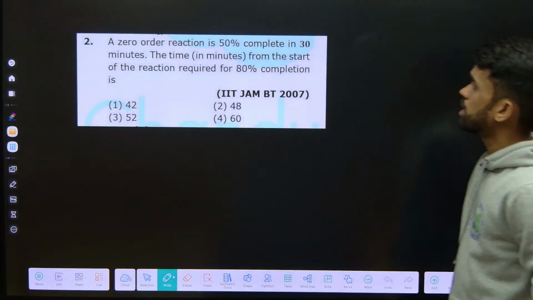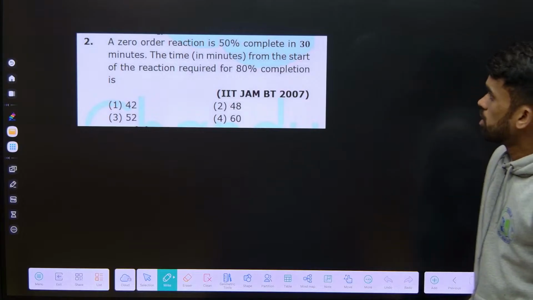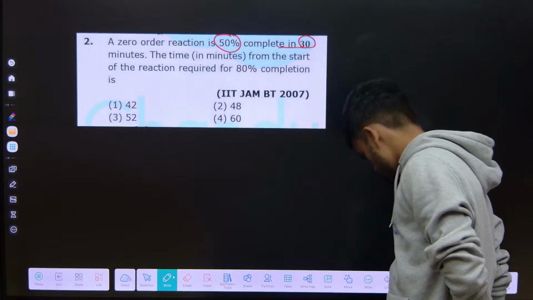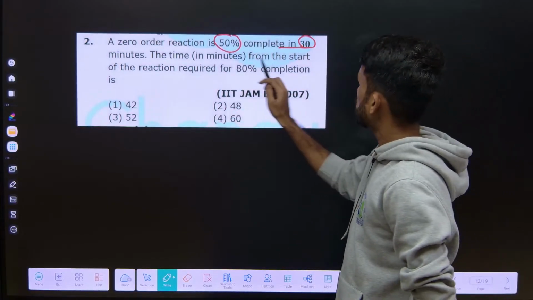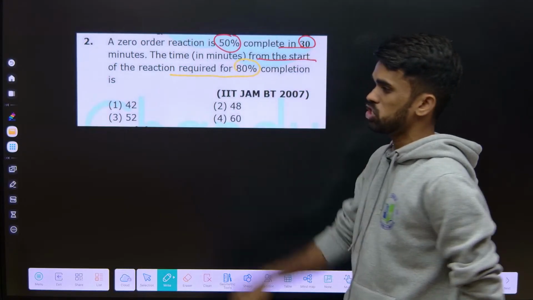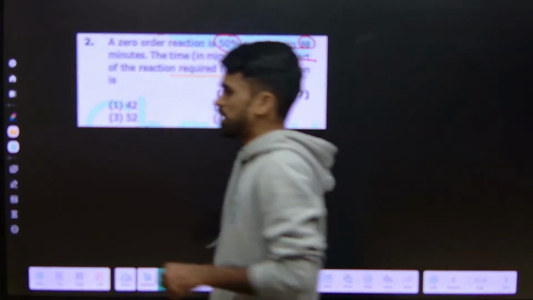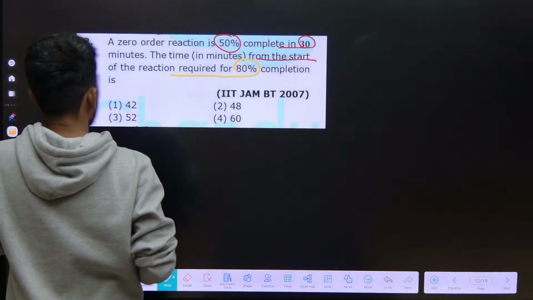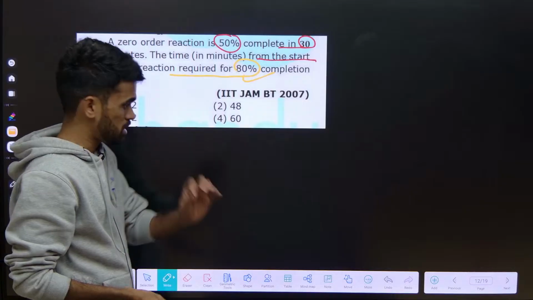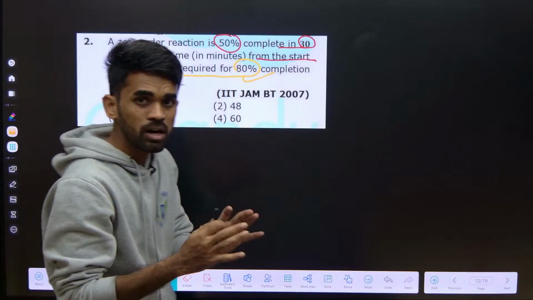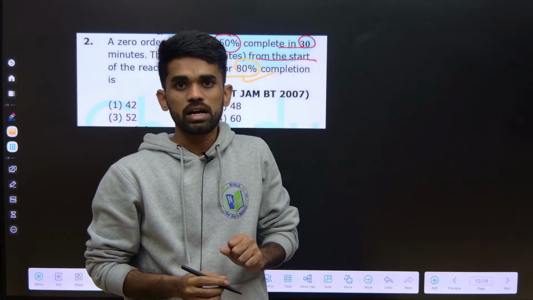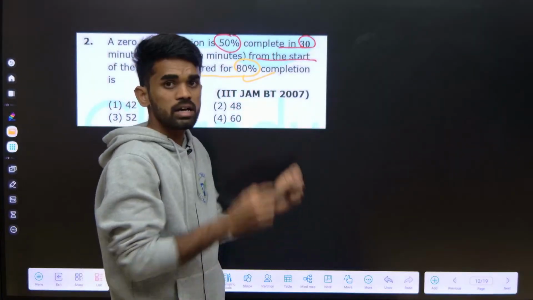For a zero order reaction, 50% completion takes place in 30 minutes. Then find the time required from the start of the reaction to 80% completion. Very simple, guys. Whenever they ask about X percent, Y percentage of reaction, like 80%, 70%, 20%, 30%, whatever might be the order of the reaction, just take the integral equations we got. For zero order you got X by T.